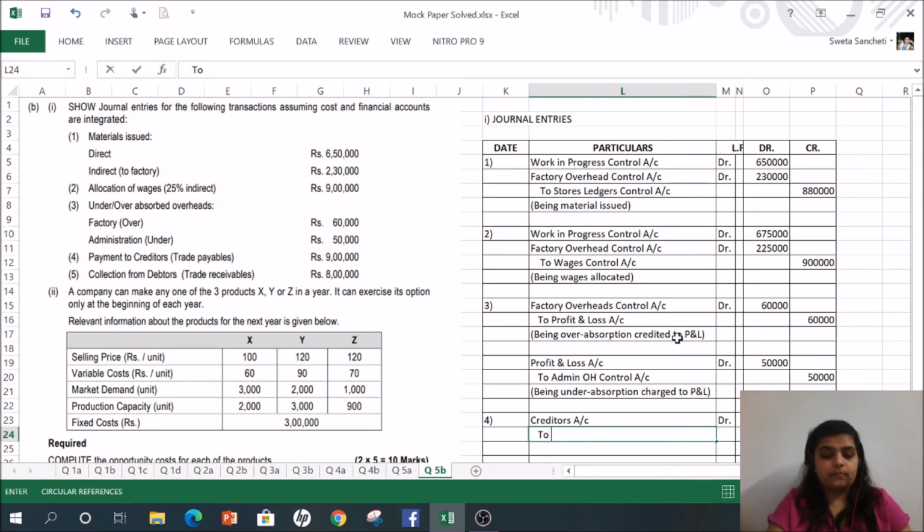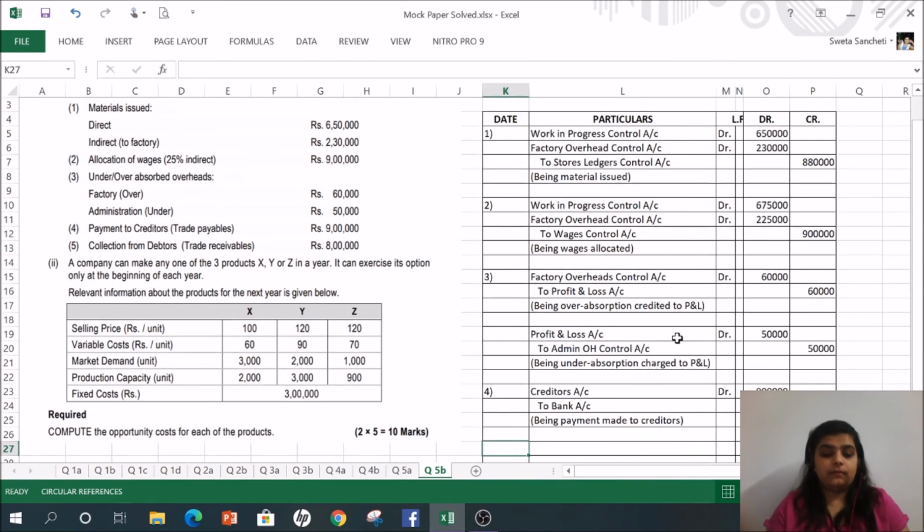What goes? Bank account, being payment made to creditors. Coming here, it is 9 lakhs.